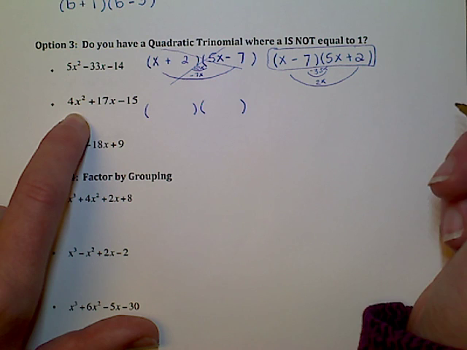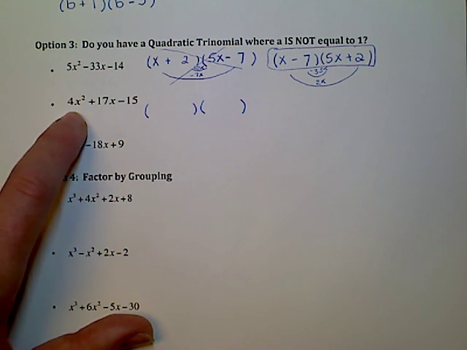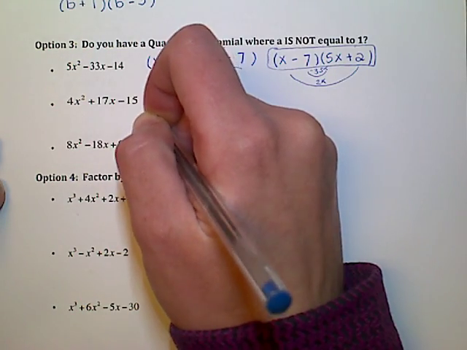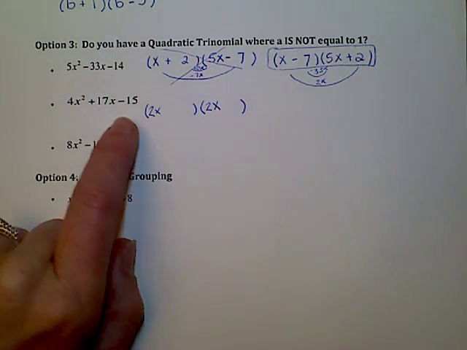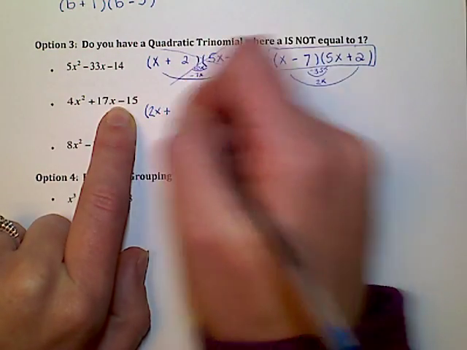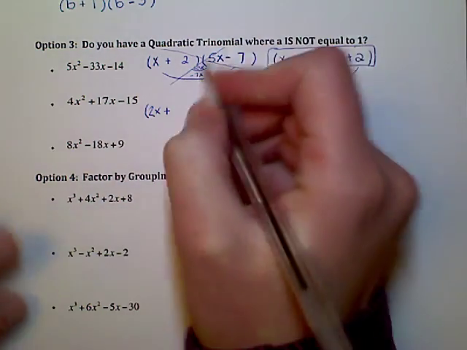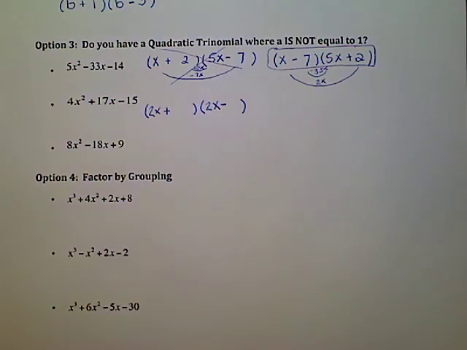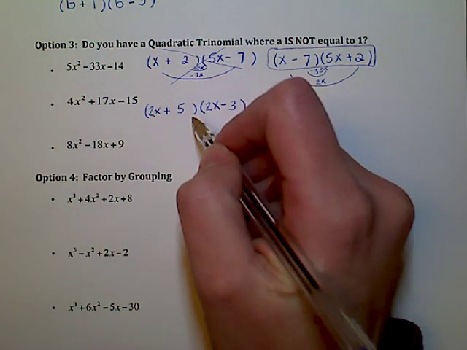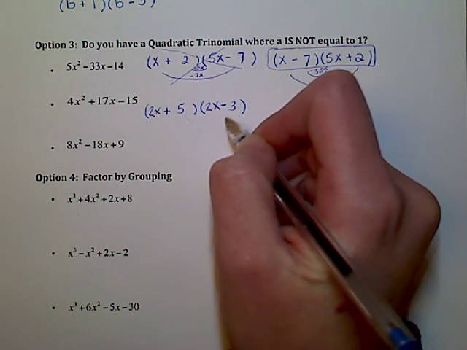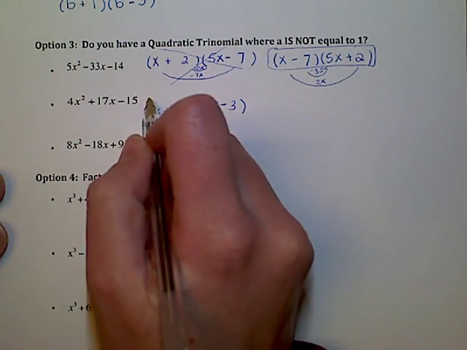So on the next one here, 4x squared makes it a little trickier because we don't know whether that'll be an x and a 4x or a 2x and a 2x. Again, I like to start with the ones closest together. I see that we're multiplying to a negative, so one of these will be plus, the other will be minus. If I do, let's say, maybe a 5 here and a 3 here, well, that gets me 10x minus 6x. That's not 17x. So this did not work.